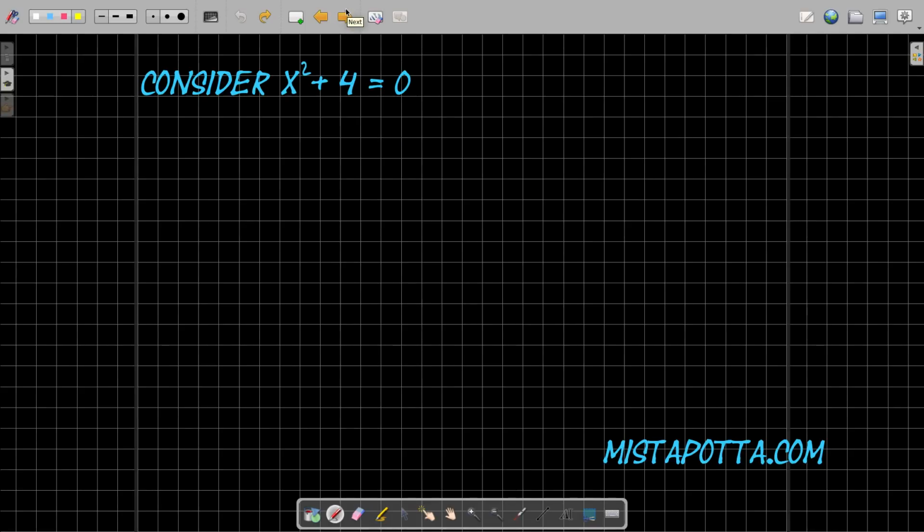So I want to consider this equation, x squared plus 4 equals 0. Now, if I had to describe this, I would describe this as a parabola that lies entirely above the x-axis. My vertex of the parabola is going to be at the point (0, 4), and everything about this parabola is going to be completely above it. It's not going to touch the x-axis, and so we say that this has no real solutions.